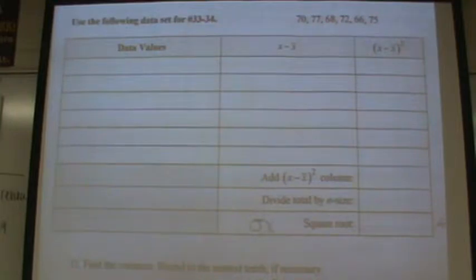Does anyone need me to show you how to do that on the calculator? No. Okay.